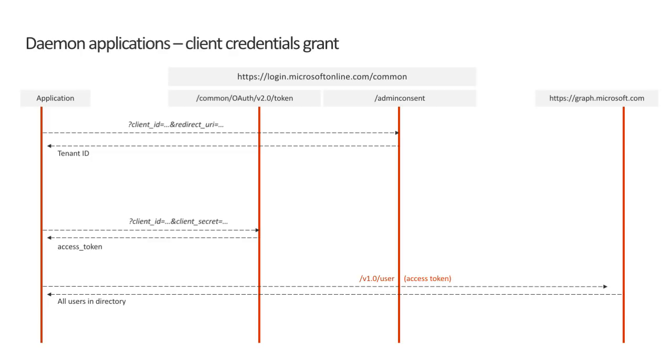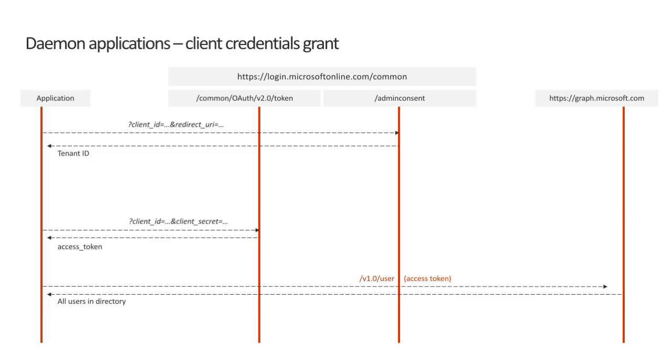A daemon app or server-to-server or maybe even a headless app. You can call it any of these. A good example of this is an application that runs on a scheduled basis and doesn't have an interactive user. An admin is still going to need to grant the consent to the app initially, but then the app, once it's been granted consent, it can then log in on its own and do whatever it needs.